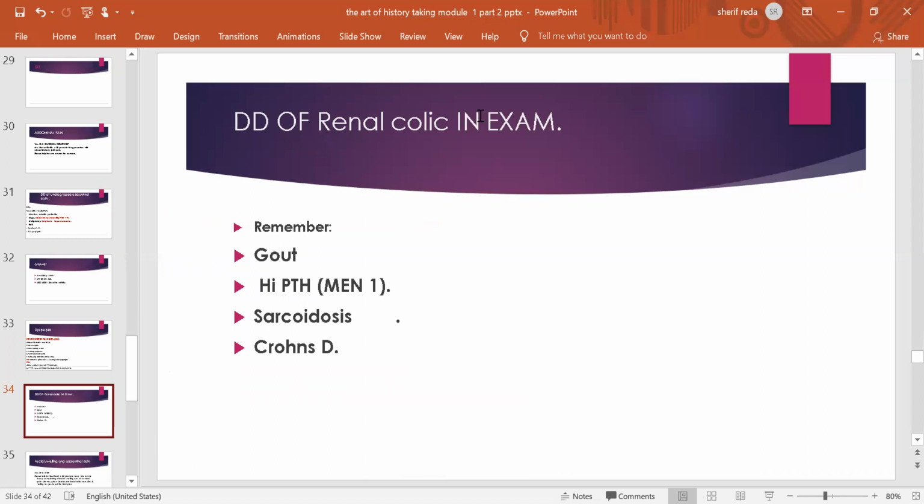If you have a case of renal colic in the exam, don't forget the differential diagnosis, this important differential diagnosis, because it will not be a simple case of renal stones. So the case might be gout or high parathyroid hormone, and this will lead you to ask about all the endocrine system and find that this patient might have MEN type 1, or sarcoidosis. If you consider any chest symptoms or eye symptoms and joint symptoms and so on, it might be a case of Crohn's disease due to increased absorption of oxalate in Crohn's disease.